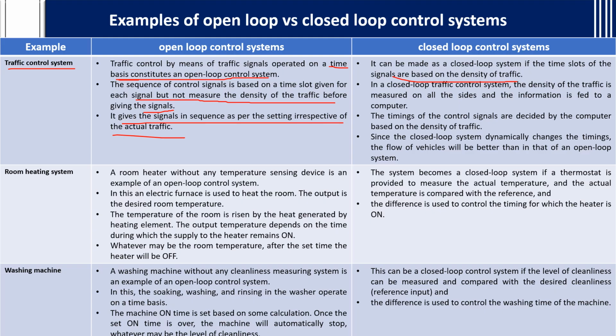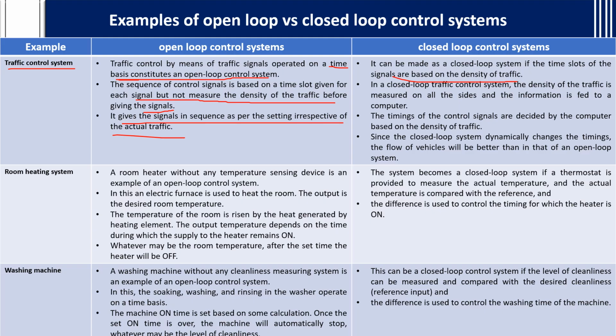So that we will leave that line. It is not going to check. Based on the timing, it is going to change continuously: red, yellow, green. But in a closed loop control system, it is going to check in which area or which line the traffic is more.